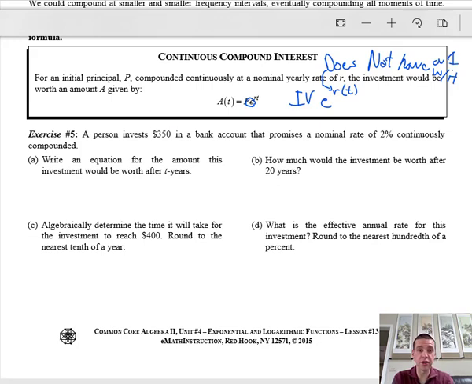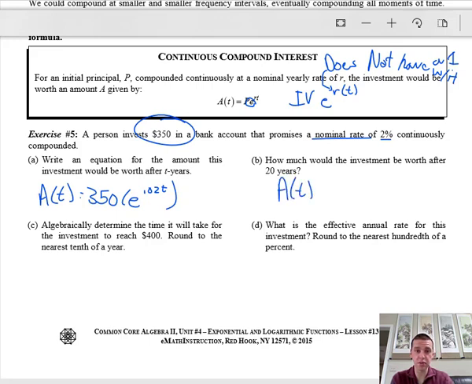So we have $350 at a nominal interest rate of 2%, compounding continuously. So let's write an equation. A of t equals our initial value, 350, e to the r, 0.02 t. Done. That's it. So how much would the investment be worth after 20 years? Let's put 20 in there.